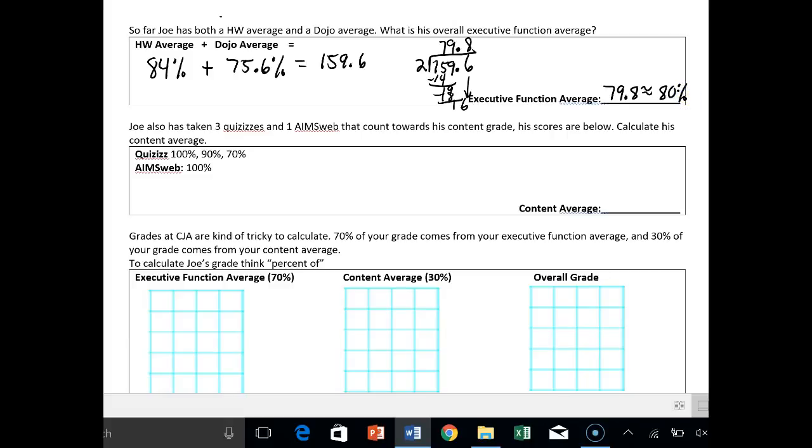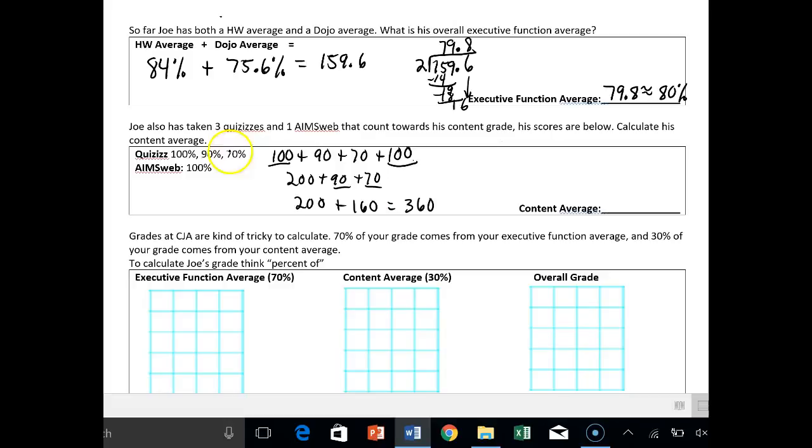Now at CJ we also have content, right? So Joe has taken 3 quizzes and 1 Ames Web. They count towards his content grade. His scores are below. Calculate his average. So we're going to take all these scores and add them together to calculate his content average. So we're talking about 100 plus 90 plus 70 plus 100, right? So obviously this is 200, right? When I do those two first, plus 90 plus 70, if I add those together, is 160. 200 plus 160 equals 360, right?